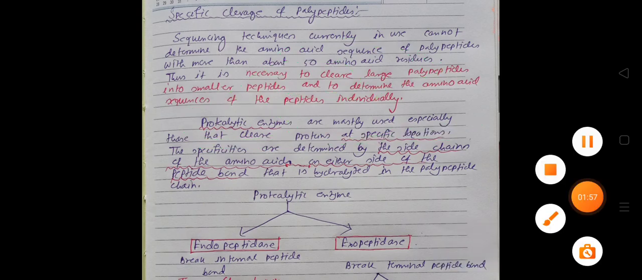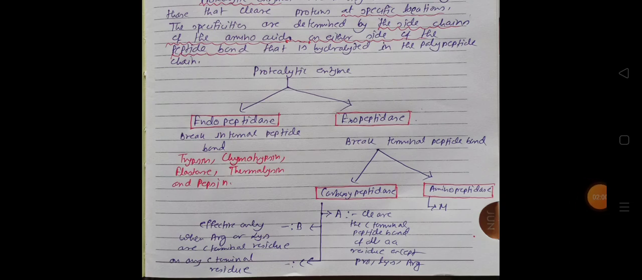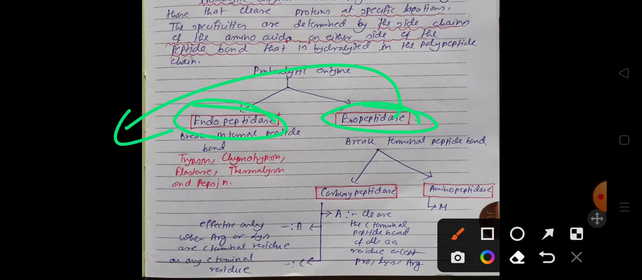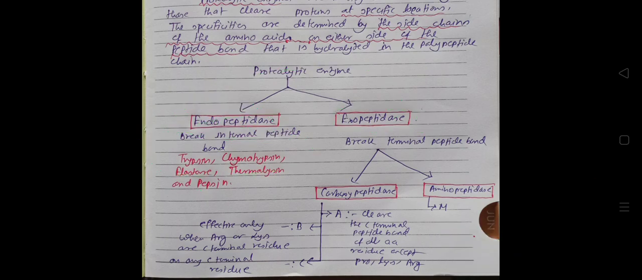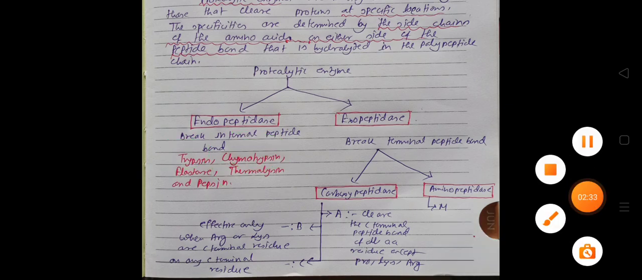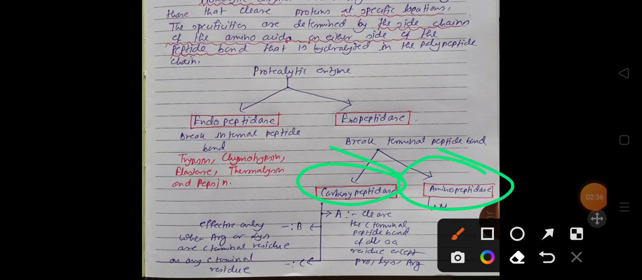Okay, so if we classify proteolytic enzymes, we talk about two things. One is endopeptidase, another one is exopeptidase. Exopeptidase, as its name suggests, will cut amino acids which are present at the terminus, right? And endopeptidase, as its name suggests, will cut internal peptide bonds. Examples of endopeptidase are trypsin, chymotrypsin, pepsin, elastase, and thermolysin. In case of exopeptidase we can talk about carboxypeptidase and aminopeptidase.